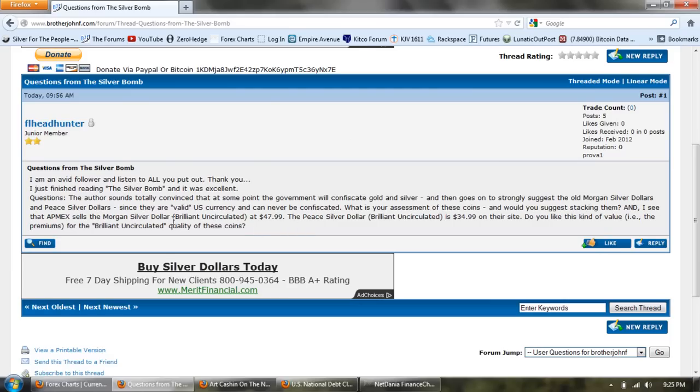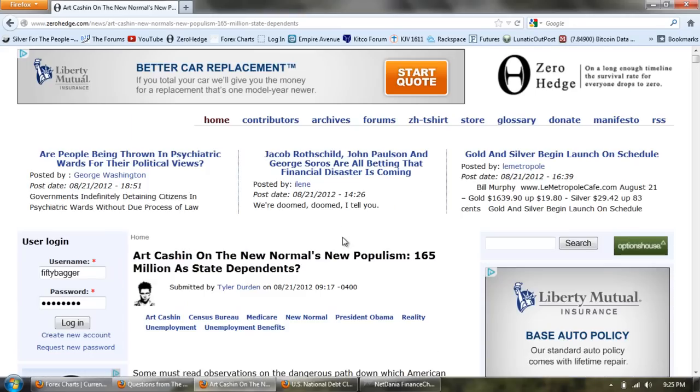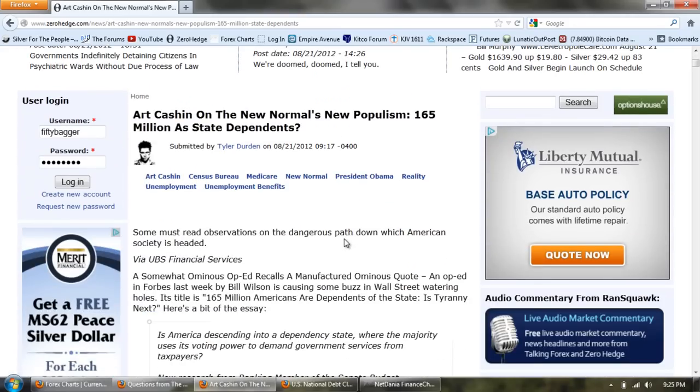But again, I do recommend numismatic coins, but I certainly would not recommend paying these sorts of premiums for the peace dollar and the Morgan dollar. You're much better off just going with the junk silver. Now, next is the article that appeared on Zero Hedge.